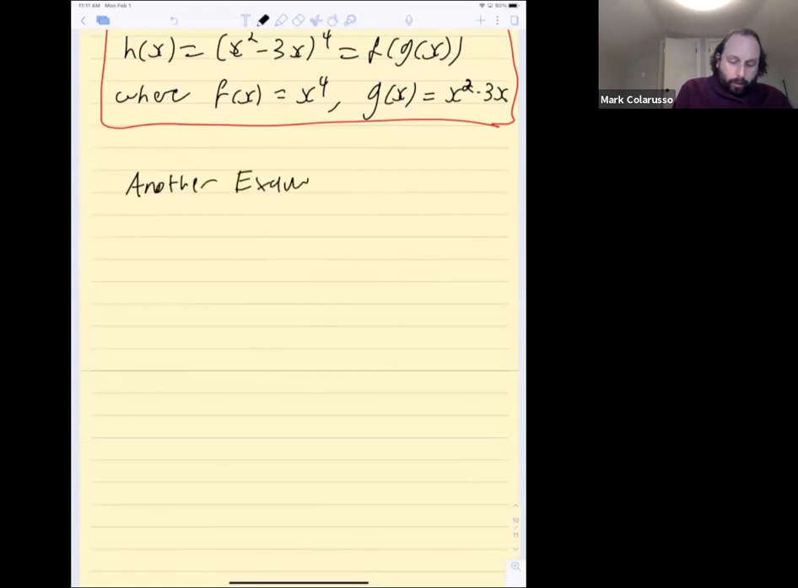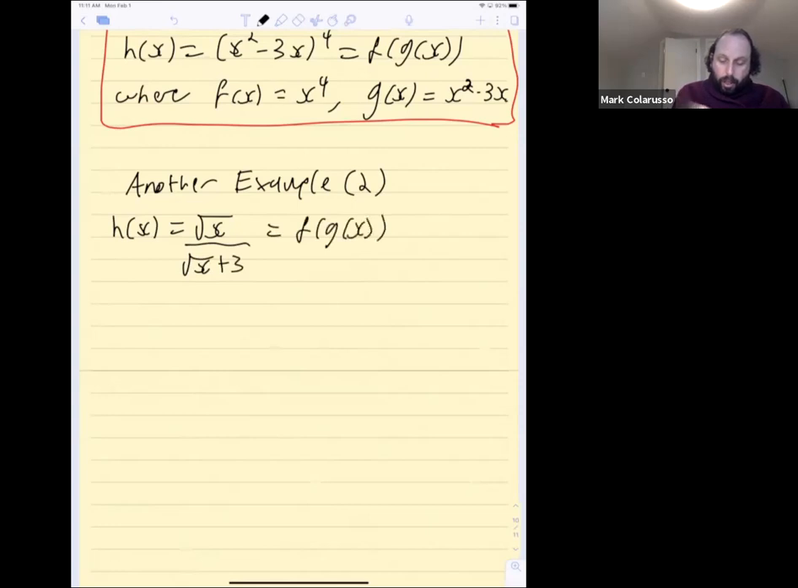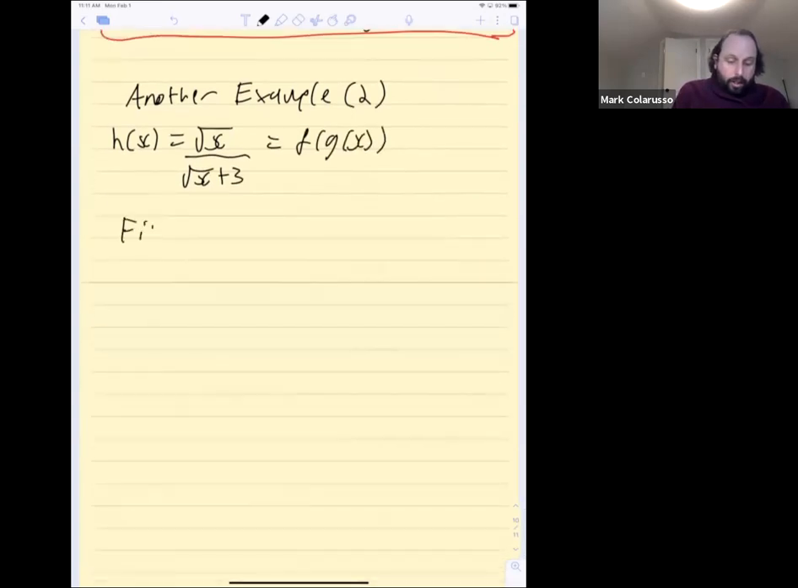All right, so this was example 2. In this case, h at x was the root of x over the root of x plus 3. We want to write this as f composed with g at x, and find the functions f at x and g at x.